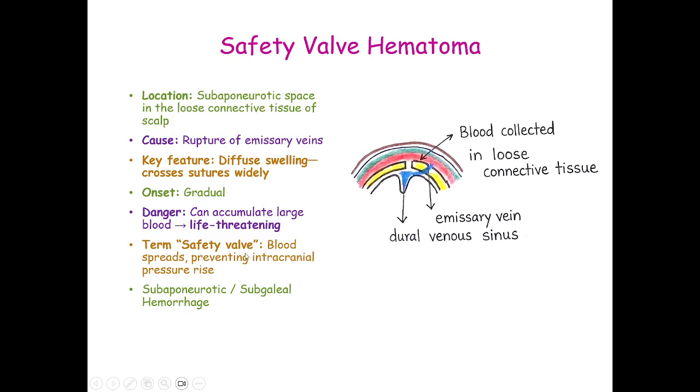Why the name safety valve? It prevents increase in the intracranial pressure. Maybe on the first day, second day, there won't be increase in the intracranial pressure. So you will get time if the patient is coming immediately. So this communication between the dural venous sinuses and the fourth layer acts as a safety valve here. That's why the name safety valve hematoma. This is also called subaponeurotic or subgaleal hemorrhage.